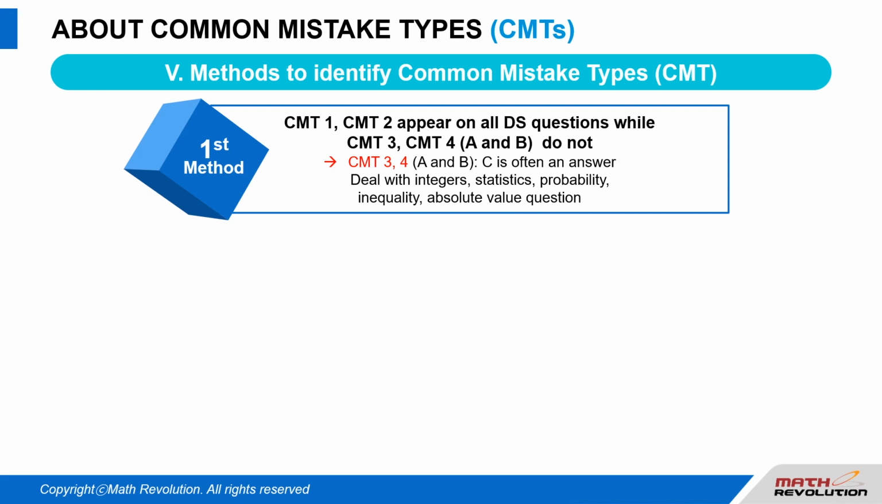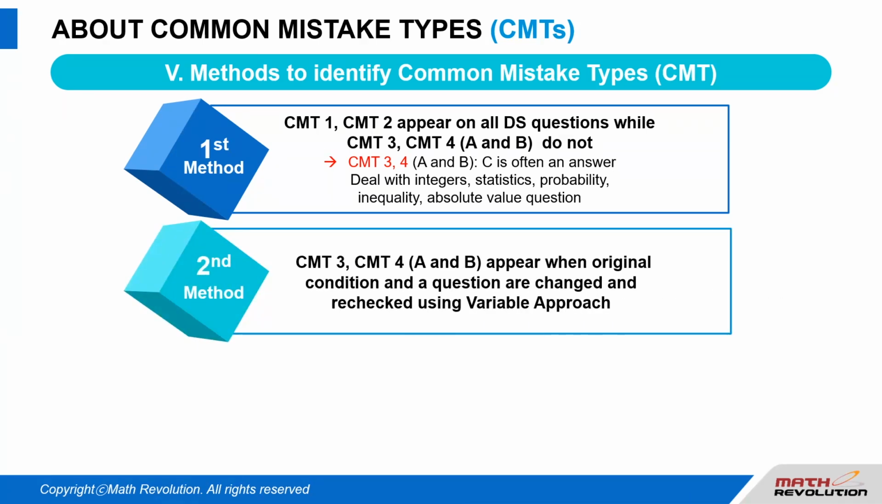When the DS questions are related to key concepts such as integers, statistics, probability, inequality, and absolute value, CMT 3 or CMT 4A and B are often used within the question. The chances are that approximately 4 DS questions of this kind will appear on your GMAT. CMT 1 and CMT 2 apply to all DS questions.